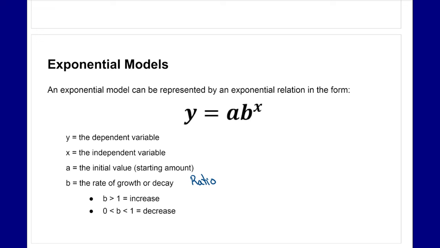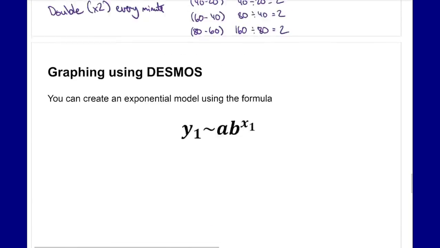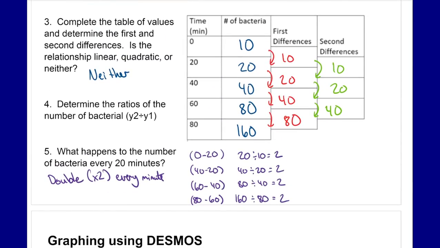So taking this information, let's go back up and try to come up with our equation for this scenario. We know it will be y equals ab to the power of x, because this is an exponential model and the ratio is all the same. So what's our initial value? Well, we're starting with 10 bacteria. We're going to multiply that by b, which is our ratio, or 2, and raise that to the power of x. So this is our exponential model for this equation.